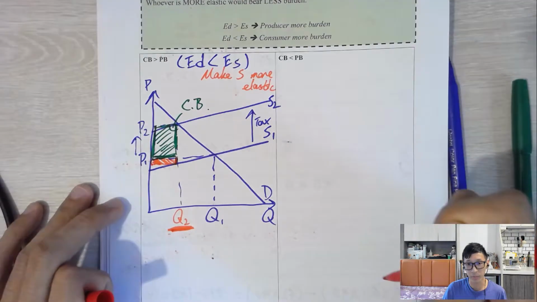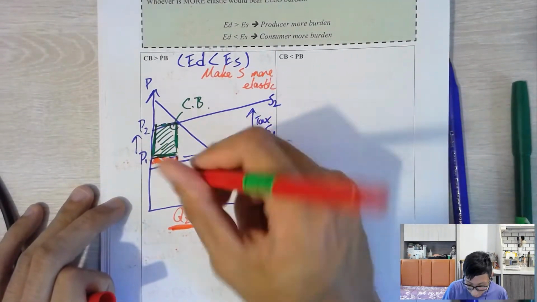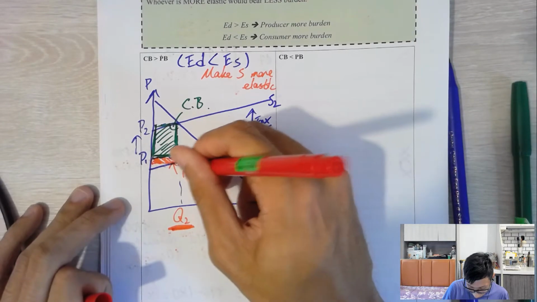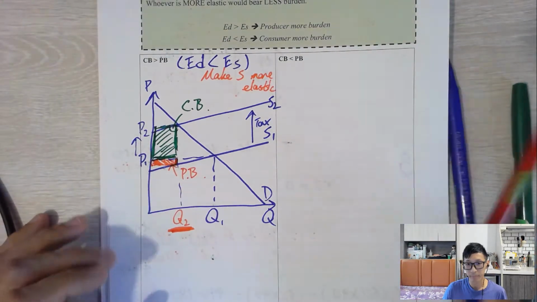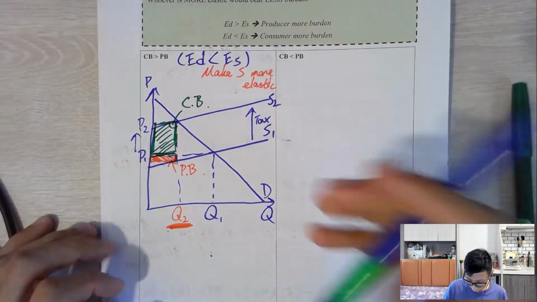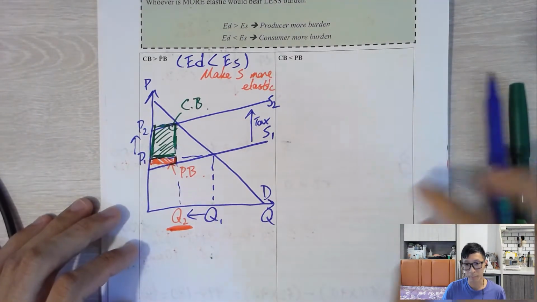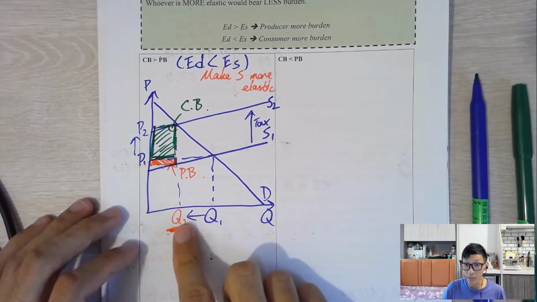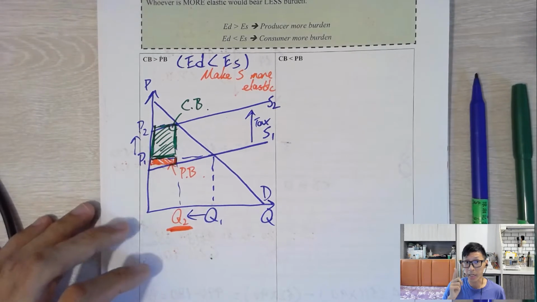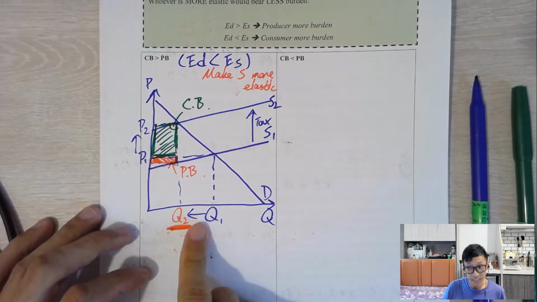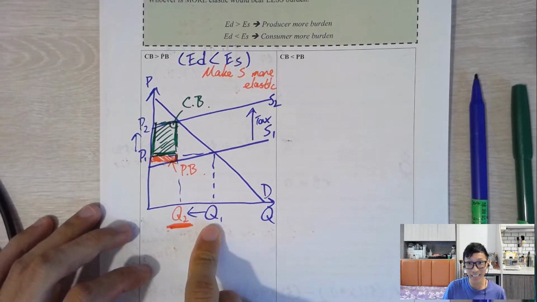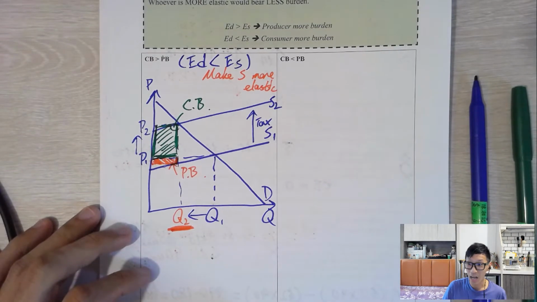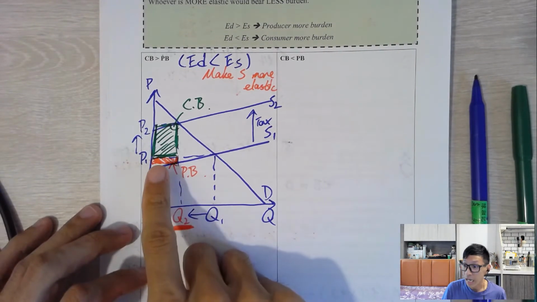Okay, the rest of this red box, the remaining, will be our producer tax burden. Okay, then finally, remember, we know quantity would drop. 大啦，你記住啦，因為你見嘅 Q2 later on in subsidy, you will see this is problematic. Very easy to misdraw something. Okay, 得唔得? So this is how you draw.